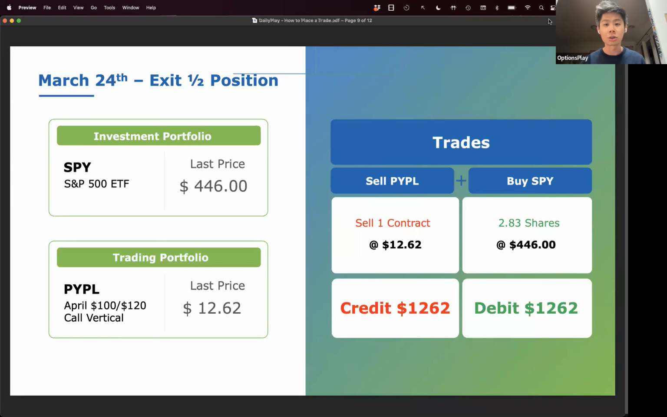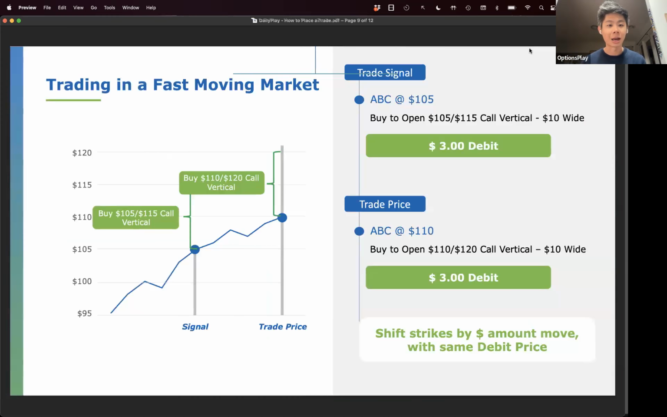So hopefully this illustrates to you what we mean when we say put on half the position or take off half the position, is really allocating either a full 2% of your portfolio to a trade, or have only about 1% of your portfolio allocated for that trade at that time.